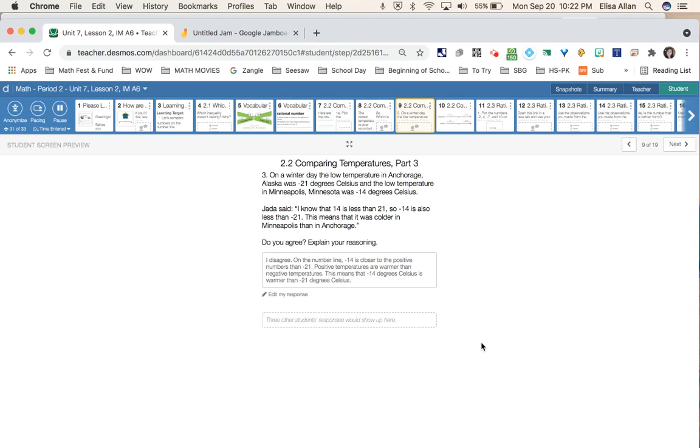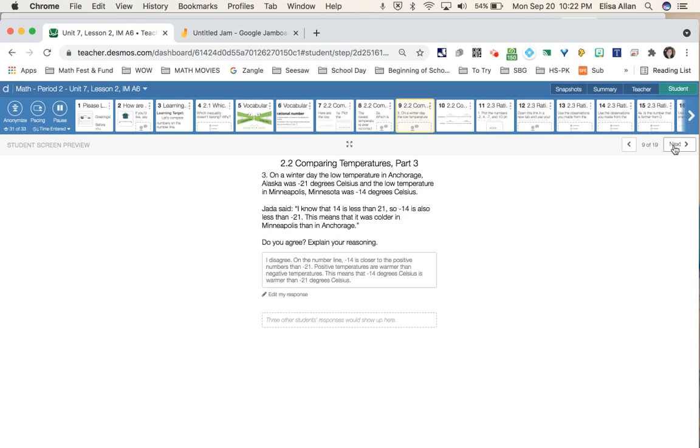You could have also mentioned instead the fact that negative 14 we know is further to the right on the number line versus negative 21. Negative 21 is further to the left if you do plot these on the number line. And if we know it's further to the left, we know it's going to be colder, which is definitely not what Jada is trying to get at here.